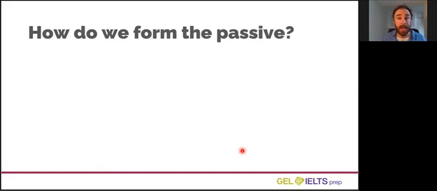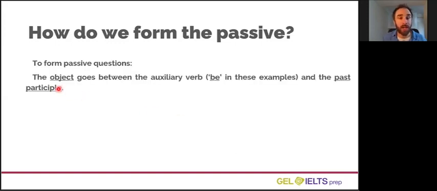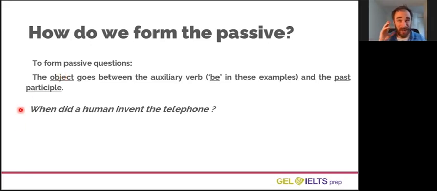We also have question forms. To form passive questions, the object actually goes between the verb be and the past participle. Let's look at this example. When did a human invent the telephone? That's a very strange question. I think it should be in passive.